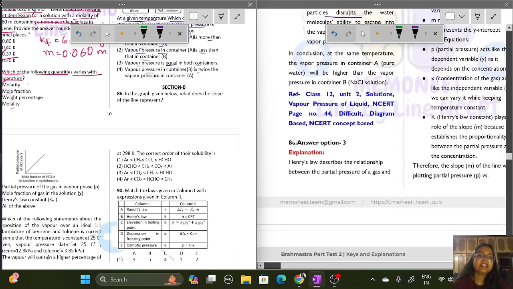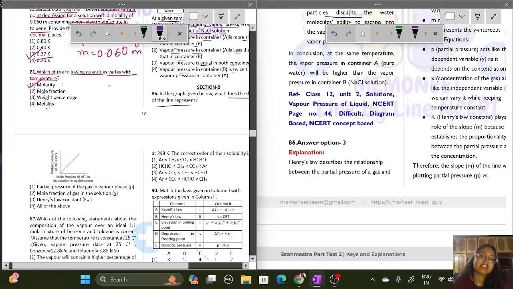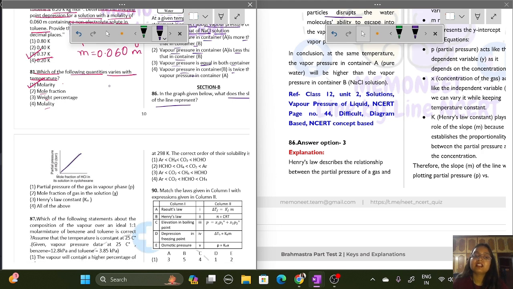In question number 86, in the graph given below, what does the slope of the line represent? We have done this type of graph: a straight line passing through the origin represents Henry's law. Option number 3.